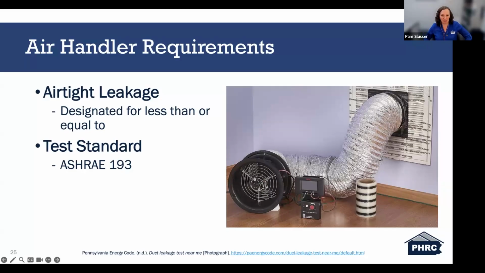Air handlers are required to be airtight, meaning they must be designed to limit air leakage to a specified maximum level. This helps ensure that conditioned air is delivered efficiently throughout the system. To verify this, air handlers are tested using ASHRAE 193, which is the standard used to measure cabinet leakage as well. What is important to understand is that the air handler is part of the overall duct system. So controlling leakage at the unit itself is just as important as sealing the ductwork for overall system performance.